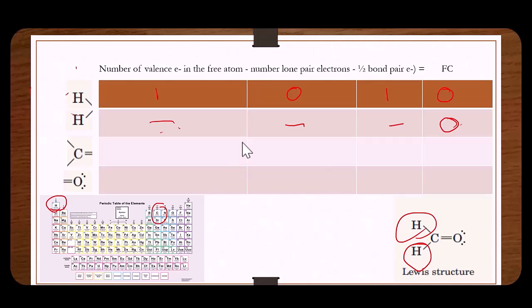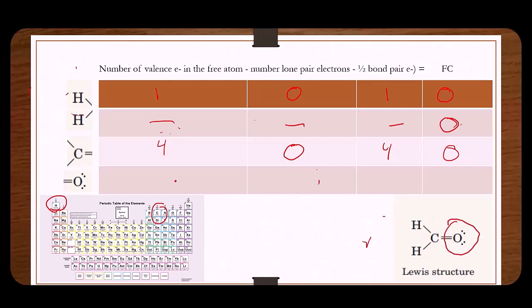Carbon is in the 4th group on the periodic table. Looking at the molecule, we can see that carbon has no lone pairs, so we have 0 for that. And it has 4 bonds, and each bond has 2 valence electrons. So 4 times 2 is 8, and we get half of the bonding electrons, so that would give us 4. So 4 minus 0 minus 4 would give us 0.